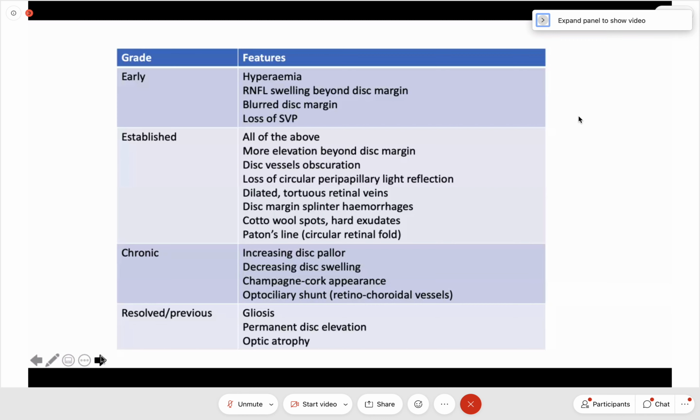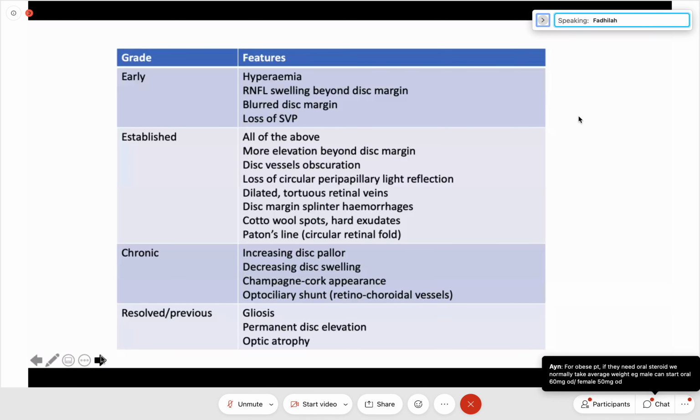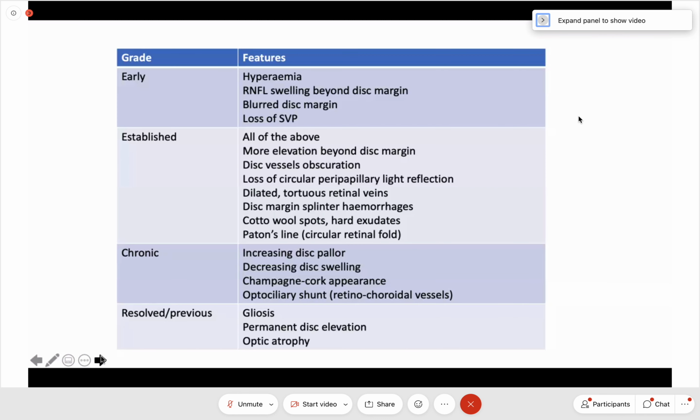Early papilledema, you will see a hyperemic disc. There's already blurred margin, but if there was to be any SVP, it will be lost by this time, all right? So right from the beginning, the SVP is lost. Next is established. This is when you see more swelling and then more obscuration, and then the peripapillary light reflection is already lost. The retinal vein can be tortuous, and then you can start seeing some splinter hemorrhages, cotton wool spots, hard exudates, and Paton's lines.